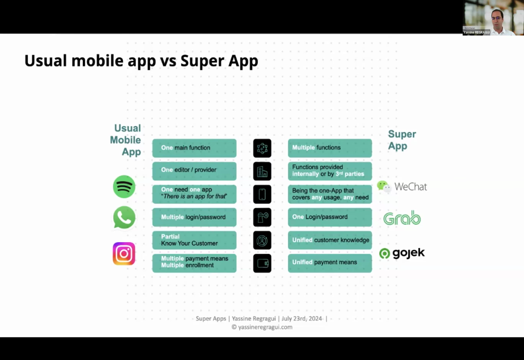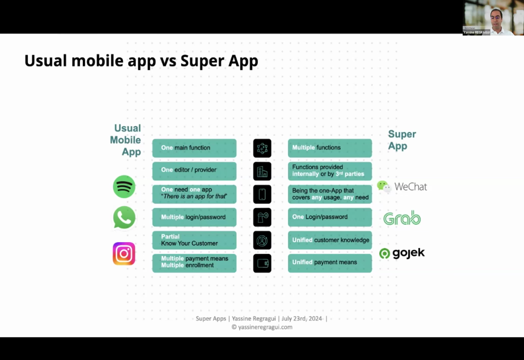It has also some specificities. For example, you have one login and password for all the ecosystem, a little bit like the Google ecosystem. When you're using the Google ecosystem, you can, with one Google account, have access to your YouTube account, your Gmail account, your Google search account, etc. It's the same thing with super apps.